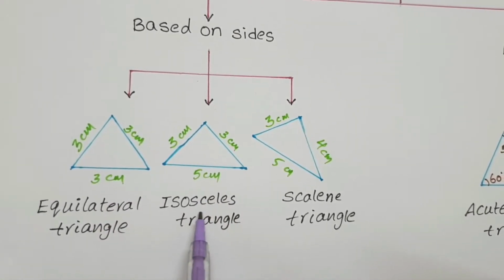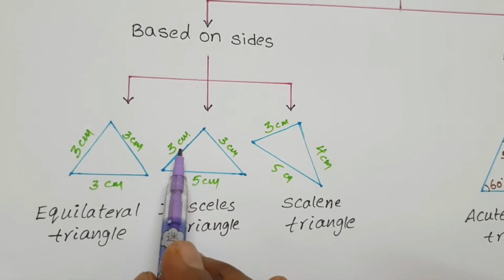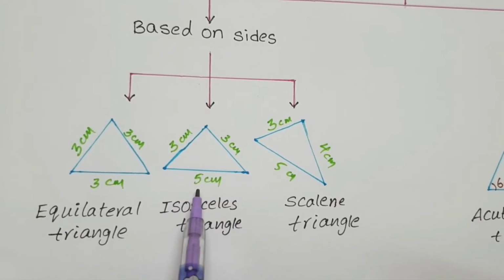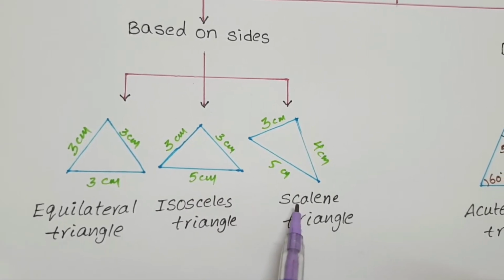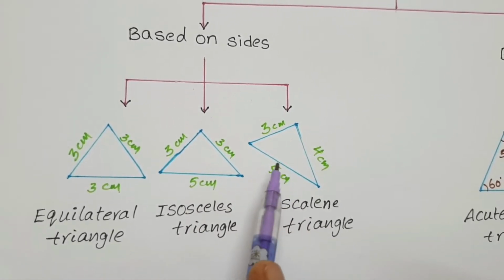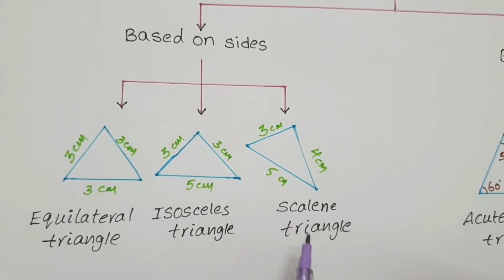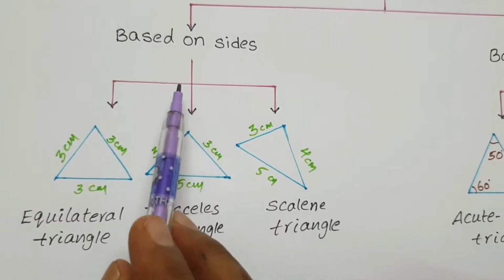Next, second one, isosceles triangle. If any two lengths are equal, 3 centimeters, 3 centimeters, and this is 5 centimeters. Next, third one, scalene triangle. Three sides having different lengths is called a scalene triangle based on sides.